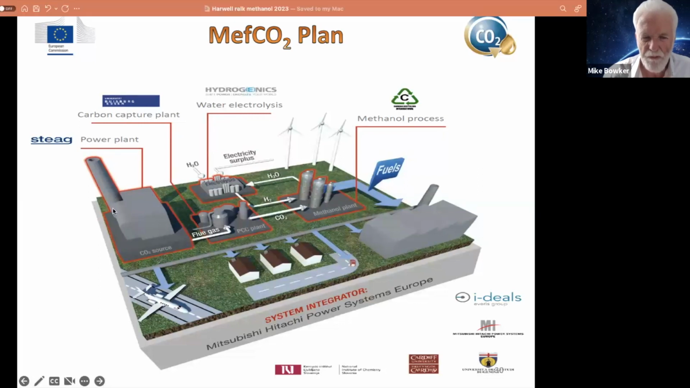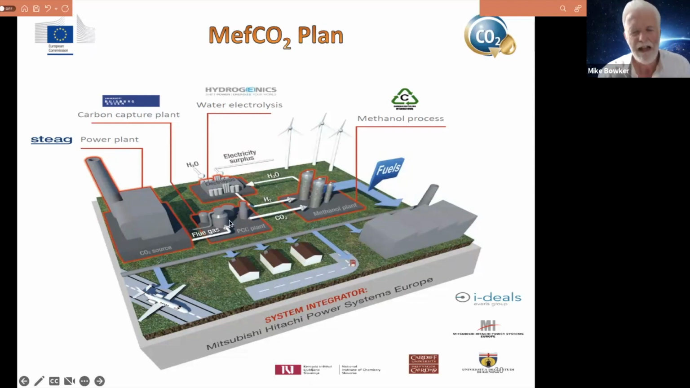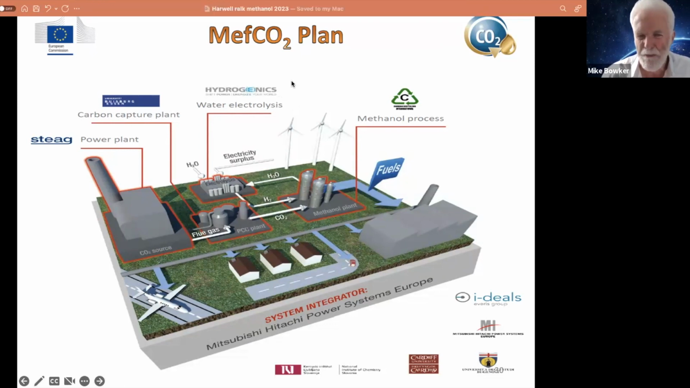STIAG, who were involved with the power plant and getting CO2 from the power plant. Other universities were concerned with cleaning up that power plant gas and getting rid of the sulfur in particular, and the NOx. Hydrogenics is an electrolyzer company based in Belgium. It was responsible for the electrolyzer part of this plant. That electrolysis power could be renewable.